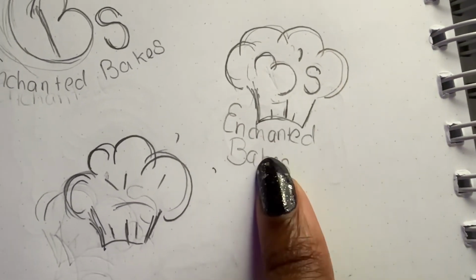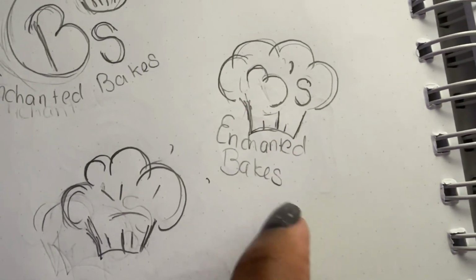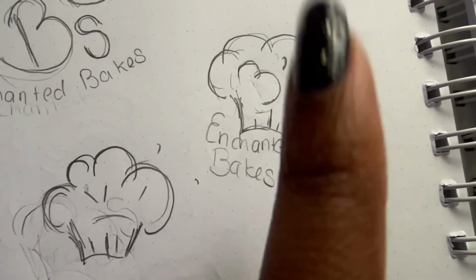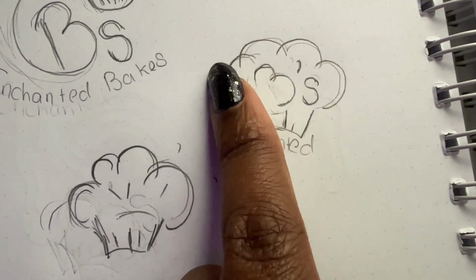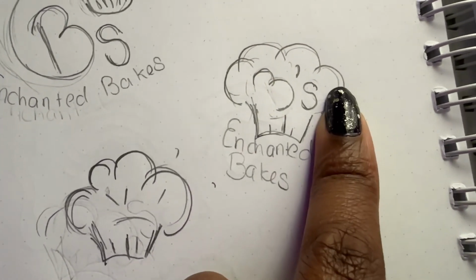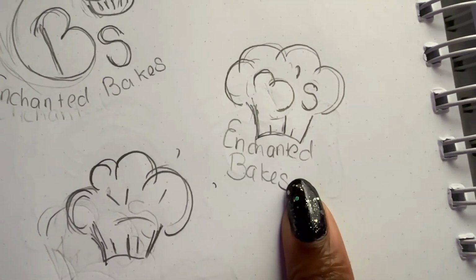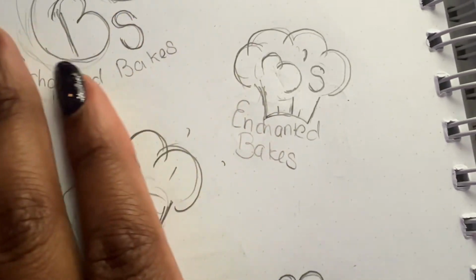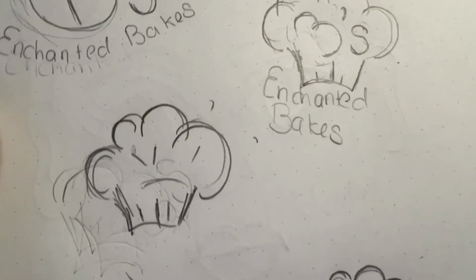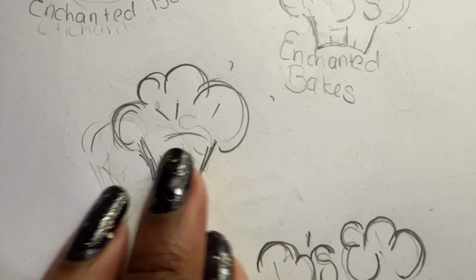So Bees Enchanted Bakes. At first we wanted Enchanted Bakes, but the name Enchanted Bakes is already taken. So we added the bees, so it can be B for her initial and Bees Enchanted Bakes, because she doesn't want it to be boring, with her name all out there for everyone to see, I guess.